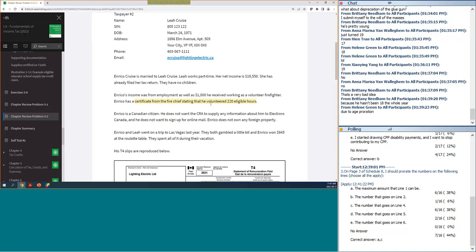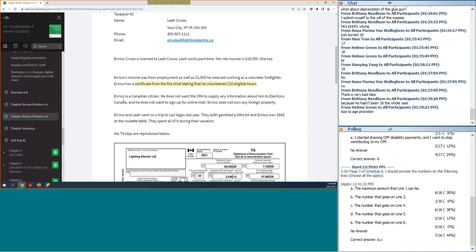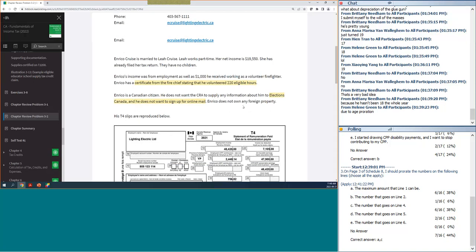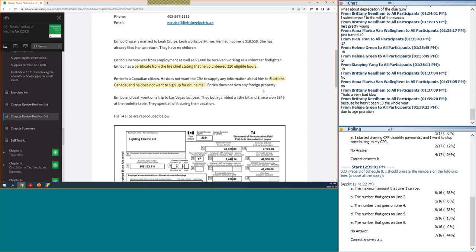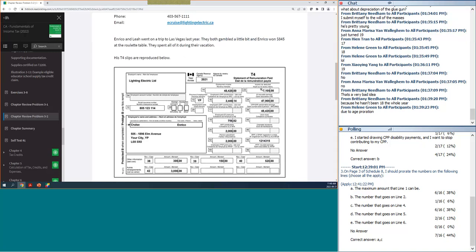So now we have a choice. We can choose to give him the credit and add the income back in, or don't give him the credit and leave the income exempt. That's what we can do. He's a Canadian citizen. He does not want to update his information with Elections Canada, and he does not want to sign up for online mail, so I'm going to highlight those and make sure I don't do them. He doesn't own any foreign property. And they have some gambling winnings. Hopefully you all know by now gambling winnings, not on the tax return.